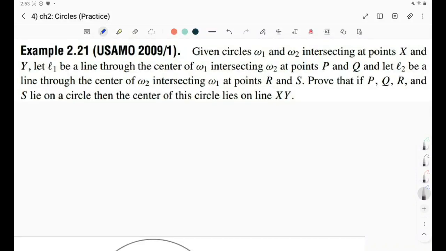In this video we'll be wrapping up the circles chapter 2 in EGMO book by Evan Chen. Basically in the previous video we discussed the theory part, all the theories we need for this chapter, and in this video we'll be discussing some practical examples. So what are you waiting for? Let's get started.